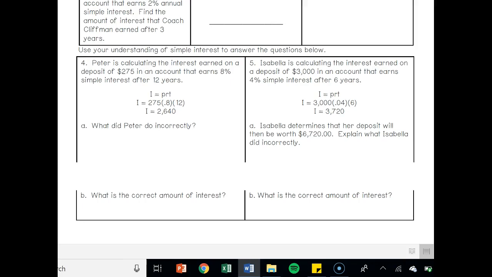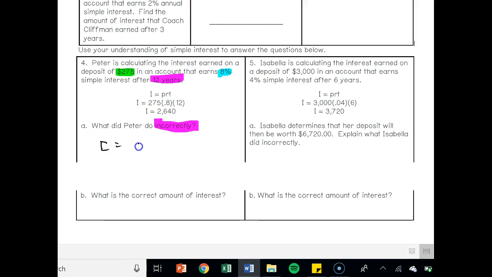It says Peter is calculating his interest. He deposits $275. He gets an 8% interest rate, and it works for 12 years. And Peter decides to do the following. He says interest equals PRT, 275 times 0.8 times 12, 2,640, but he did something incorrectly.